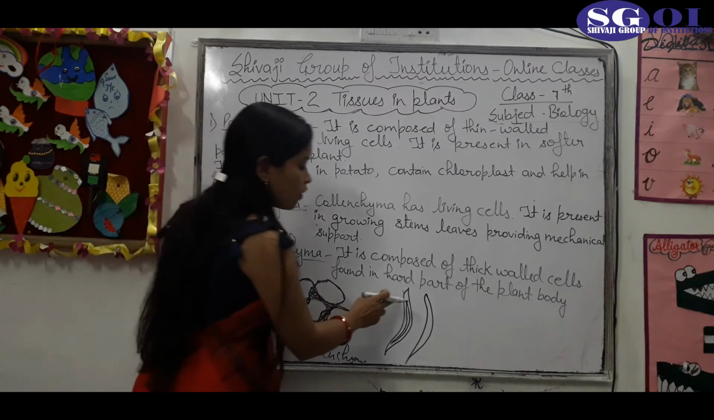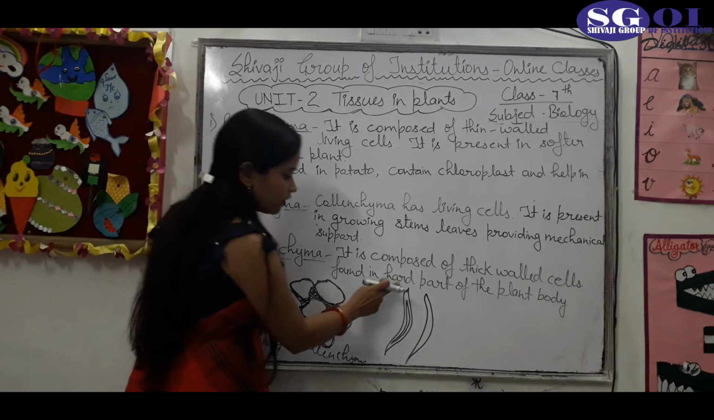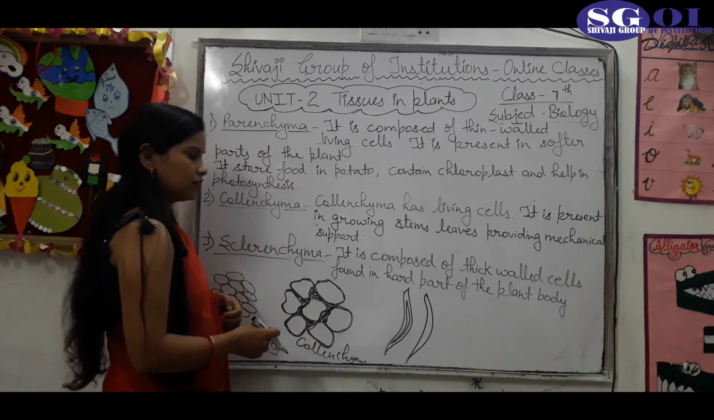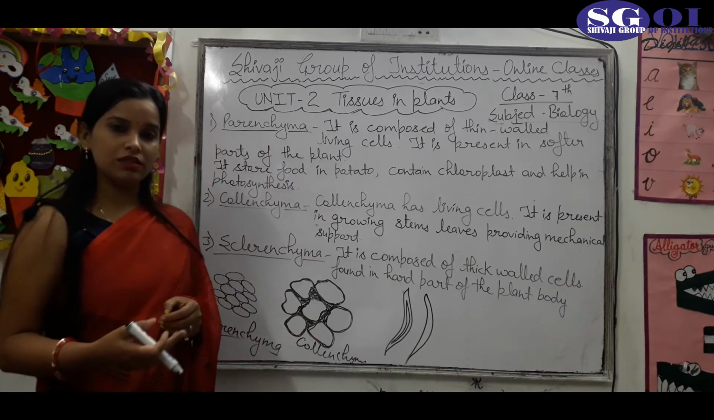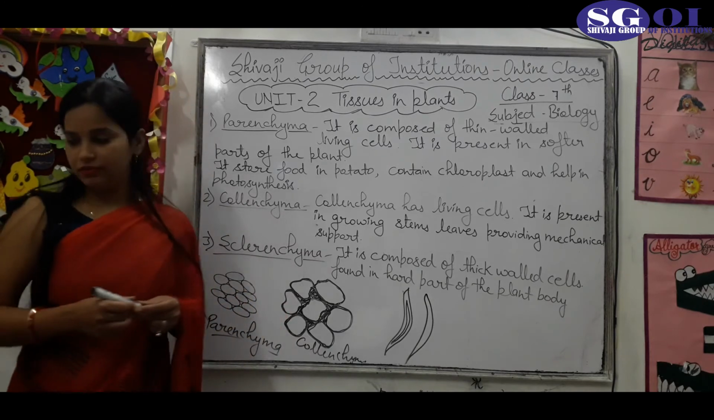Next is sclerenchyma. Sclerenchyma is composed of long, narrow and thick walled cells. You can see here long, narrow and thick walled cells. It is found in the hard parts of a plant. This is the sclerenchyma.